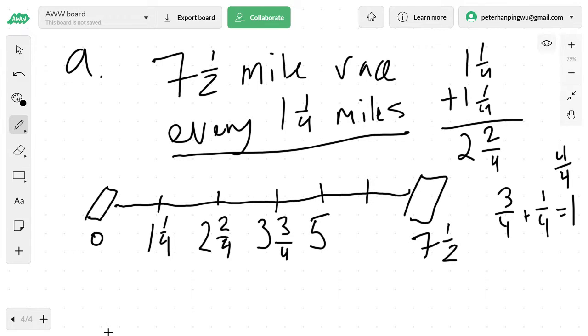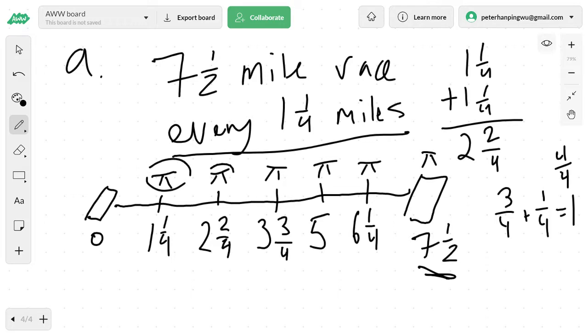On our next mark, we're going to add another whole to make 6, and then another quarter to have 6 and 1 quarter. What's 1 1/4 past 6 1/4? Well, it's just 7.5. So we have a water table here, here, here, here, here, and finally a table at the end. So how many tables do we have? We have 1, 2, 3, 4, 5, 6.